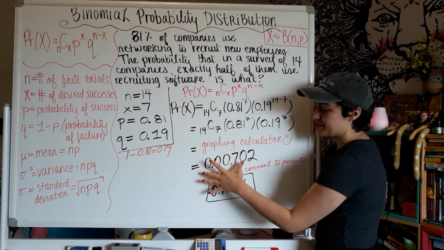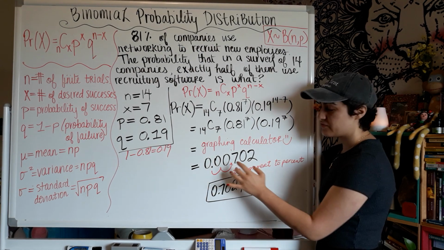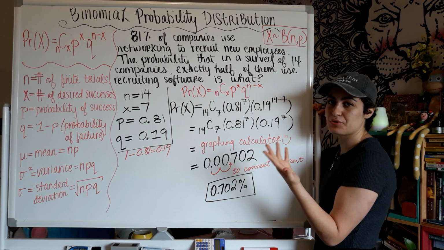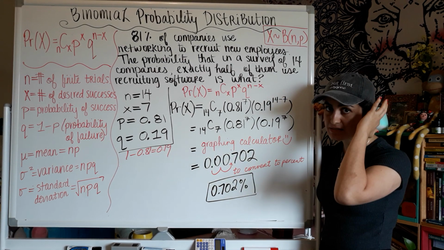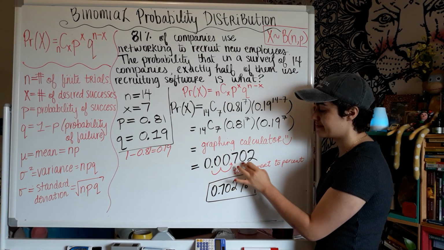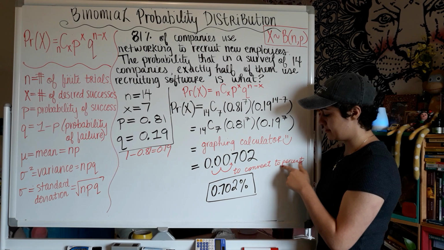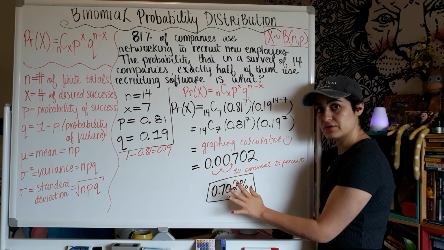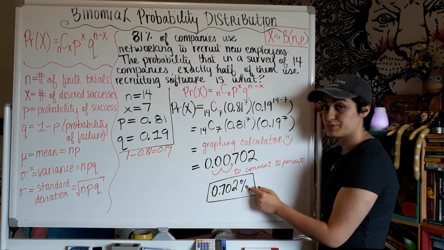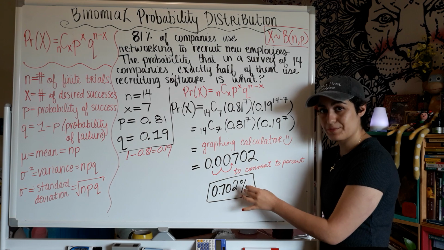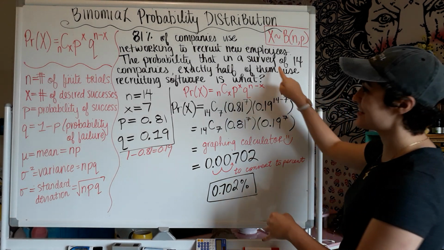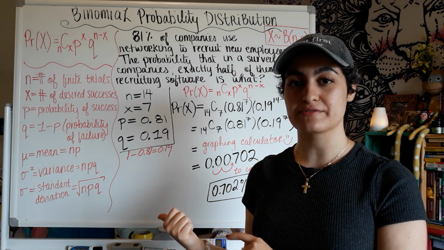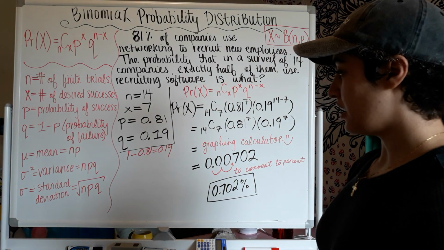And so your final answer in decimal form, before we convert it to a percent, because that's what people care about is percentages. It really puts things in perspective, I feel like. 0.0702. When you convert to a percentage, you move it 2 spaces to the right, and you get, as your final answer, 0.702%. So there's actually a less than 1% chance that exactly 7 companies out of 14 will be using this specific recruiting software. And that's really it.